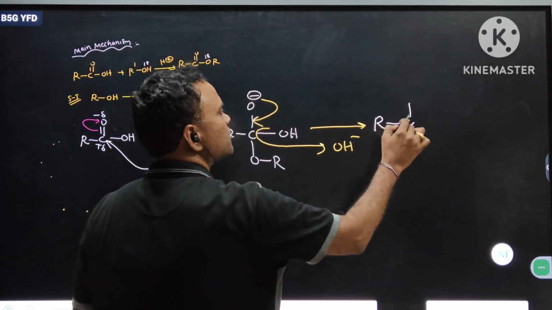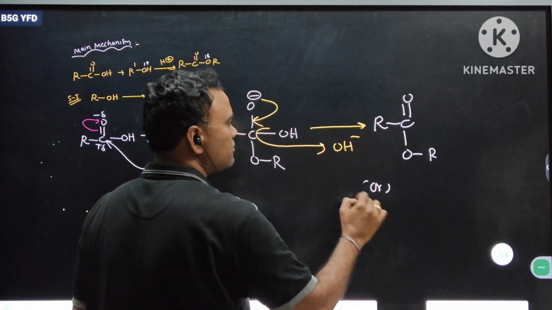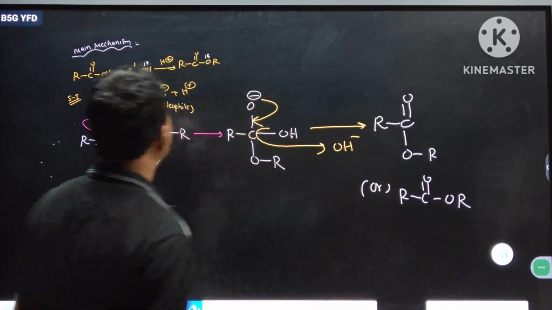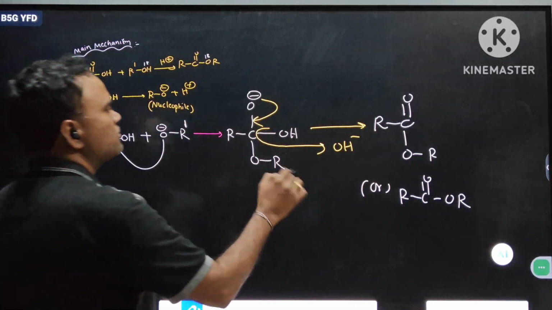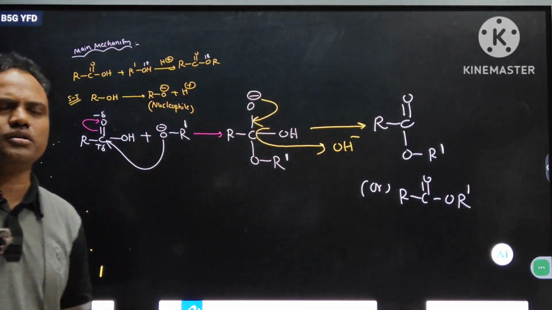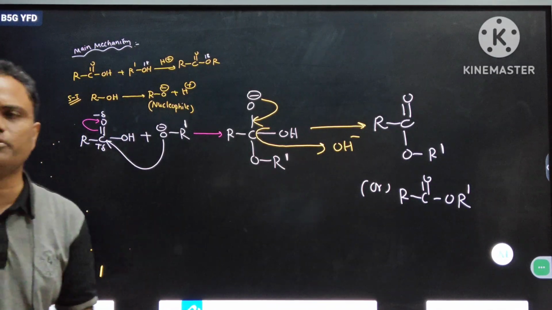R, C double bond O, R. This is nothing but ester. R, C double bond O, OR. I gave R dash, now here take R dash. R or R dash, both are same or different. The ester is formed. This is the main mechanism, but you need not worry about the main mechanism.